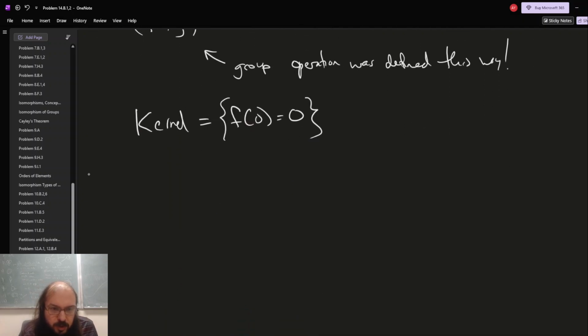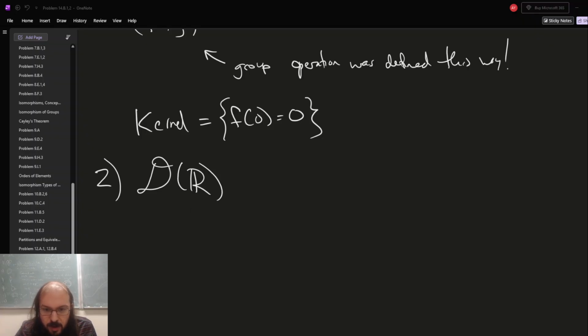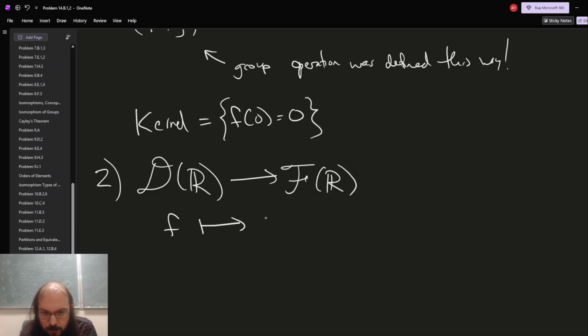The next example I want to show hones in on that idea. And now we look at so-called differentiable functions on R. And I'm going to use the fancy D notation for the collection of differentiable functions. And here, the simplest homomorphism, sorry about that, I pushed a button and it tabbed away. The simplest homomorphism on differentiable functions is to take a differentiable function and send it to its derivative.